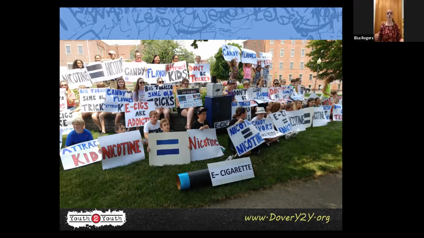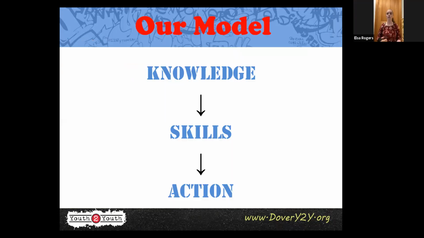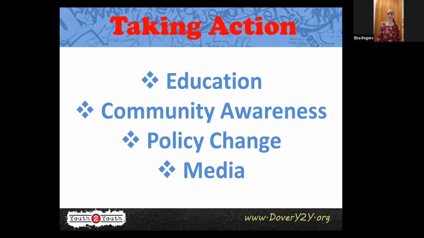So when it comes to our group, we have a specific youth empowerment model that we follow. In this model, it is a knowledge, skills, action model. First, our youth are given the knowledge and skills that they need so they have the capacity to take action in their environment. And when we do take action, we take action in 4 main categories. These categories are education, community awareness, policy change, and media.